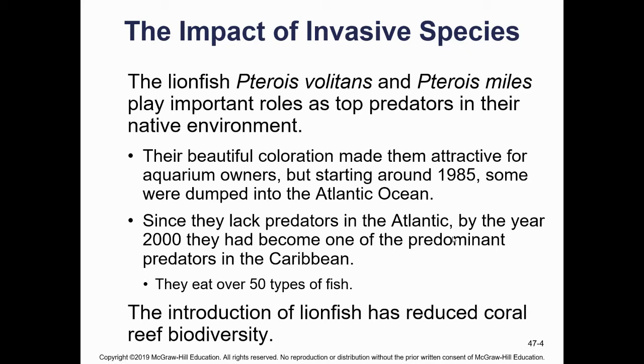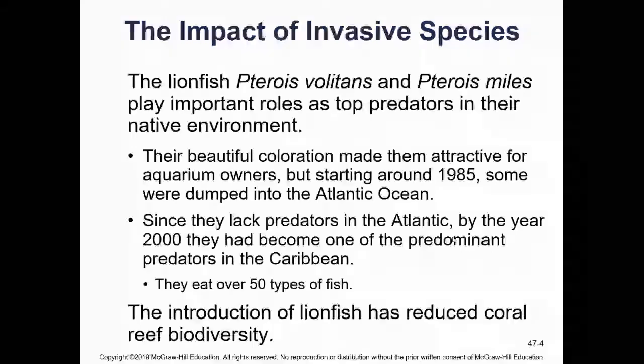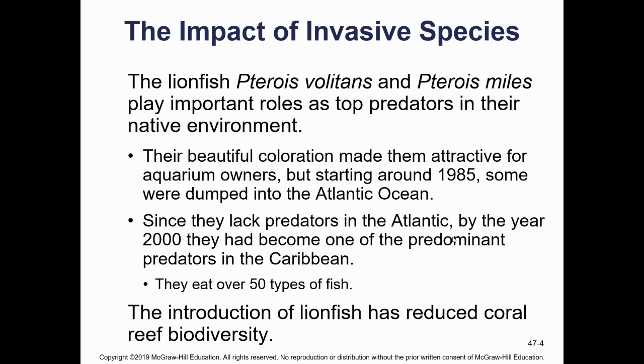All right, so we have a great example of an invasive species, one of the big threats to biodiversity locally. That's the impact of the lionfish, Pterois volitans and Pterois miles. These are both top predators in their natural environment. That is their role. They are the apex predators. They make sure that grazers are kept in check, that there's balance. So remember, we needed all the species in our community to maintain that balance.